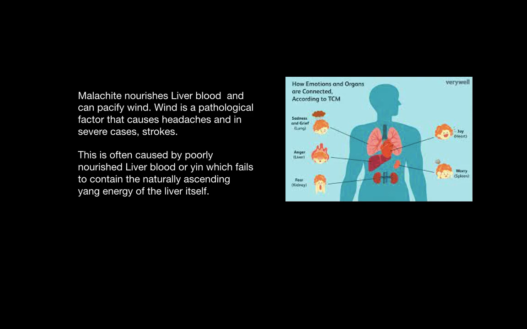Malachite nourishes liver blood and can pacify wind, a pathological factor that causes headaches and, in severe cases, strokes. Wind is often caused by poorly nourished liver blood, or yin, which fails to contain the naturally ascending yang energy of the liver itself.